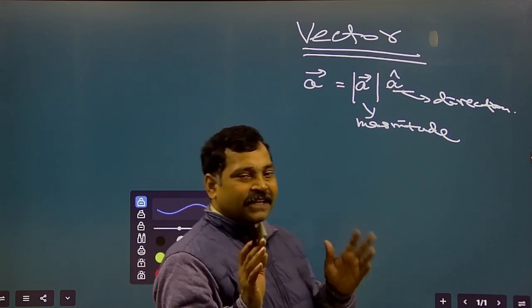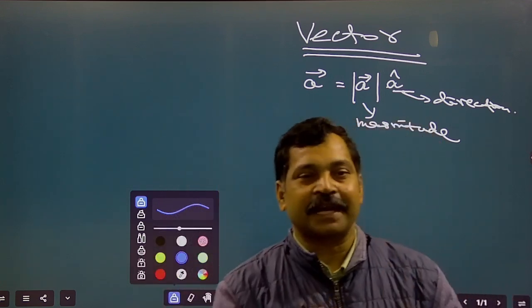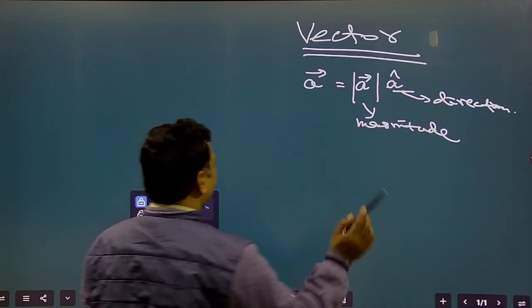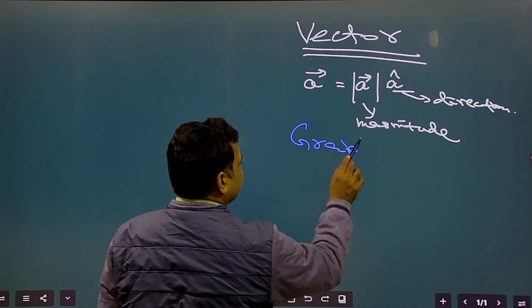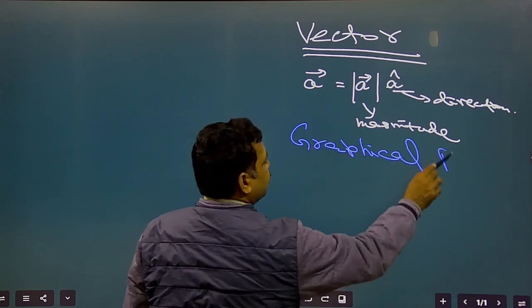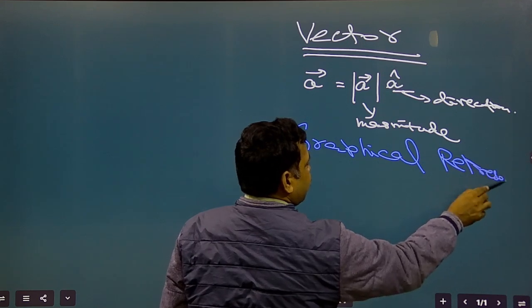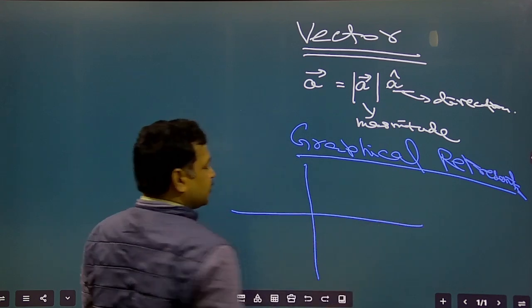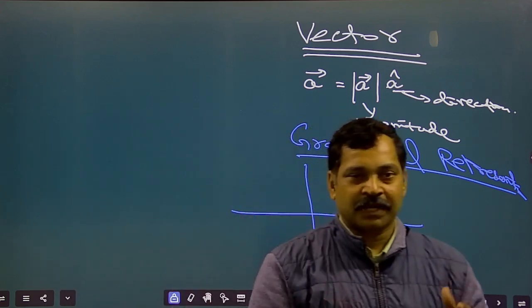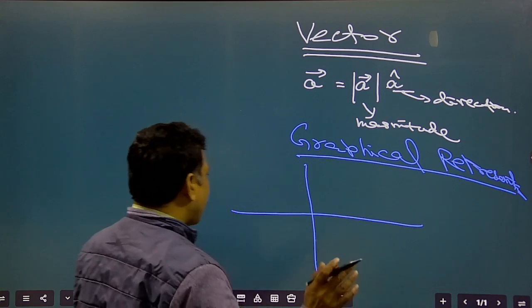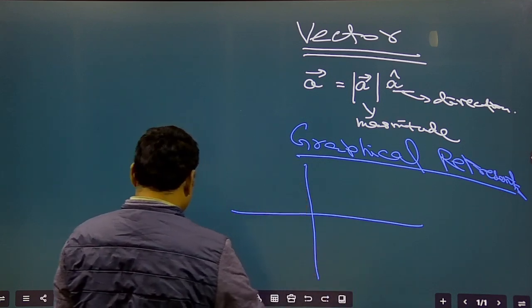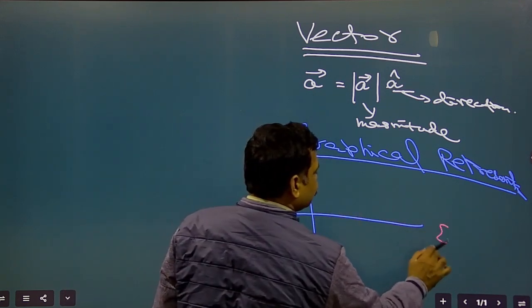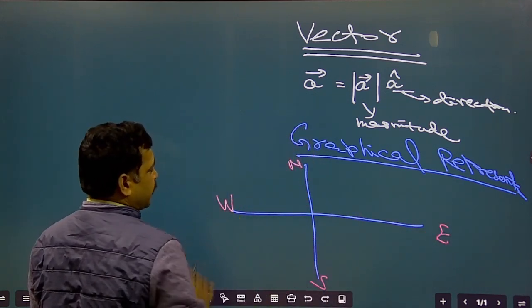Any vector can also be represented graphically. So how do we represent it graphically? We use a coordinate system. This is known as the graphical representation. In the graphical representation, we have a quadrant, that is, a coordinate system. In this coordinate system, the normal way of representation is this one will be your north direction, this one will be your south, the right side will be your east, the left side will be your west, right?